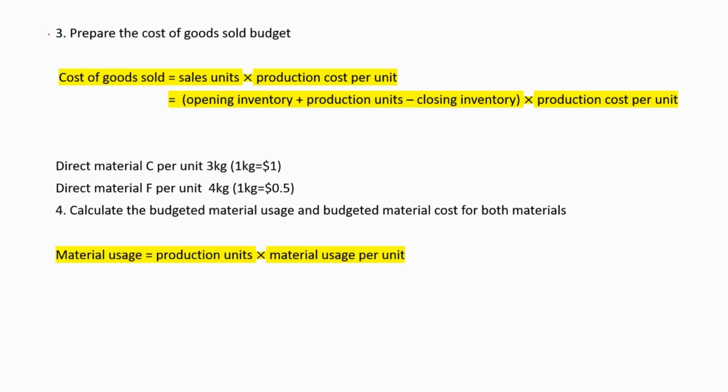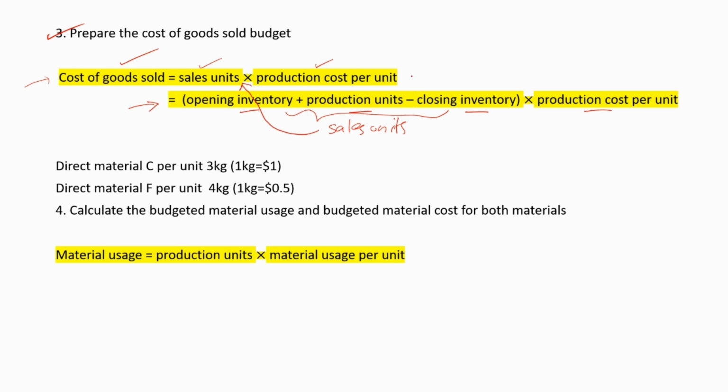The third requirement, prepare the cost of goods sold budget. We can use this equation to find the cost of goods sold. You know this equation already. Cost of goods sold is equal to sales units multiplied by the production cost per unit. Or you can use this equation as well. This will also give you the cost of goods sold. Opening inventory plus the production units minus closing inventory multiplied by the production cost per unit. So basically this segment of this equation calculates the sales units. So this value will be here.